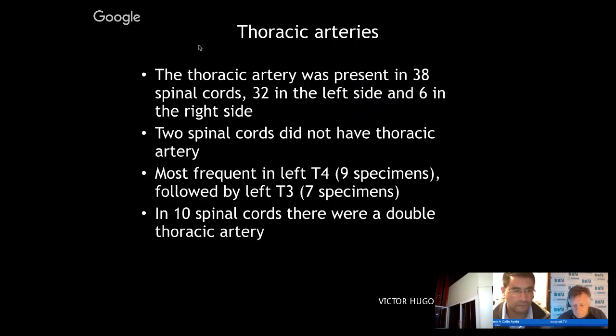The thoracic artery was present in 38 spinal cords, 32 on the left side and 6 on the right side. 2 spinal cords did not have a thoracic artery, most frequently at left T4, 9 specimens, followed by left T3 in 7 specimens. In 10 spinal cords, there was a double thoracic artery.